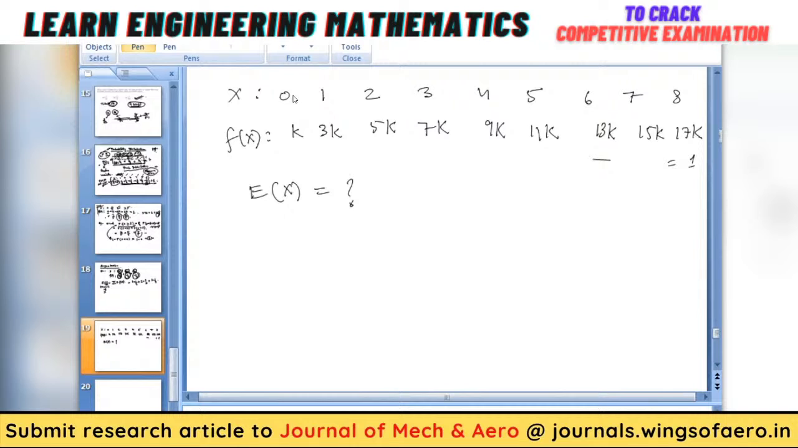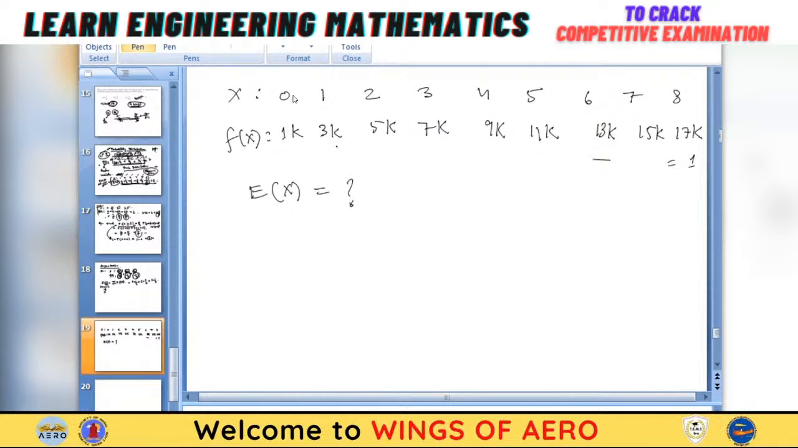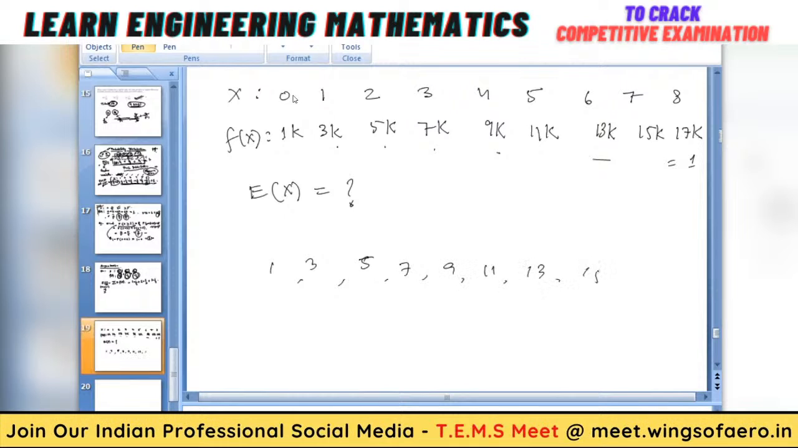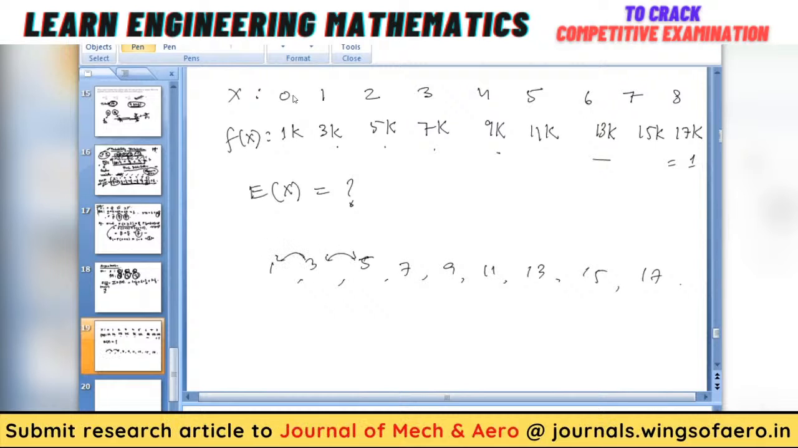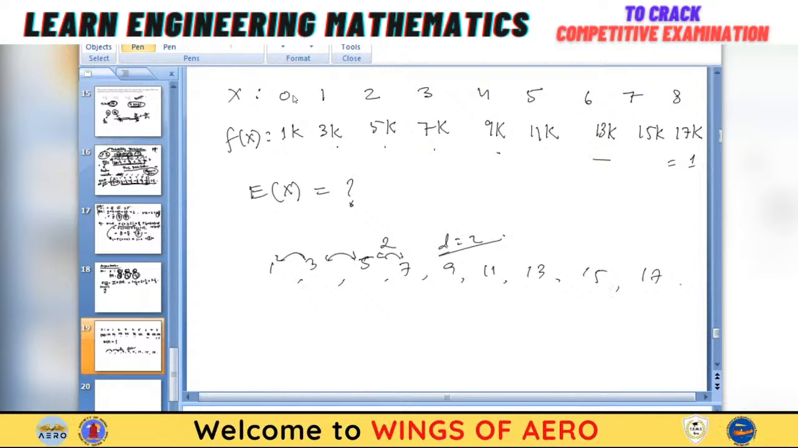If you remember the AP series formula, this is an AP series. This is 1 into k. Look at this: 1 into k, 3 into k, 5 into k, 7 into k, 9 into k. It is 1, 3, 5, 7, 9, 11, 13, 15, 17. This is an AP series. And what is the distance between each and every number? It is 2. So d is equal to 2 here. If you follow the AP series formula, then you can easily find out the result of the summation.